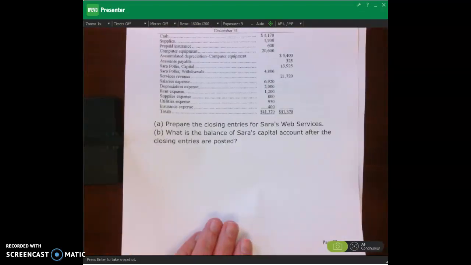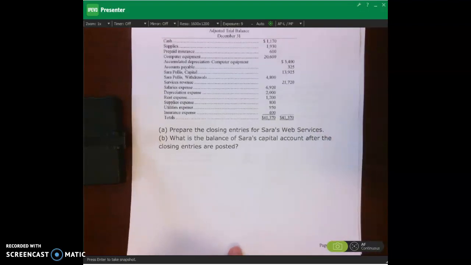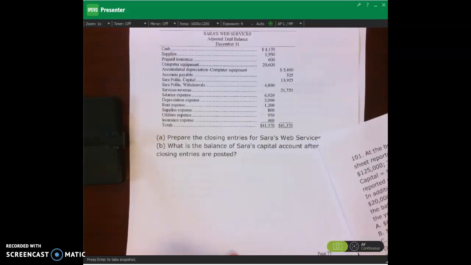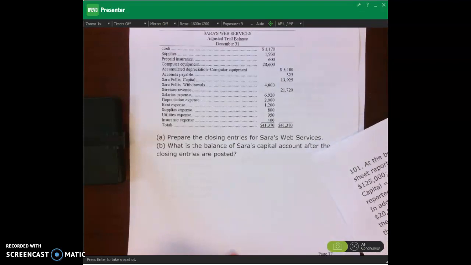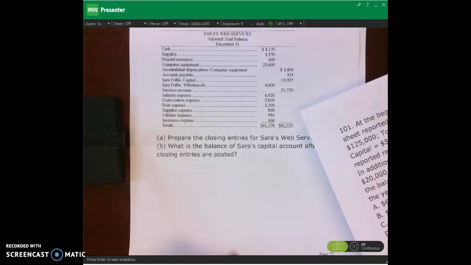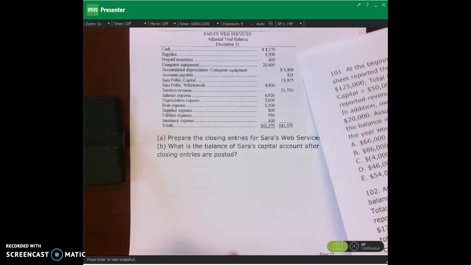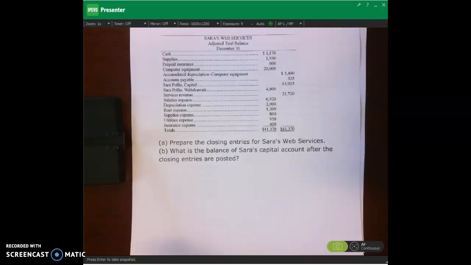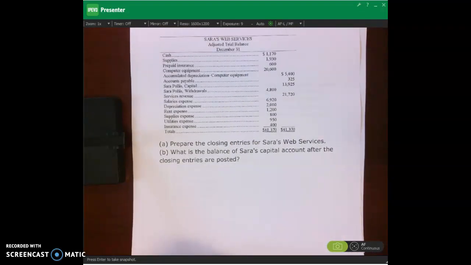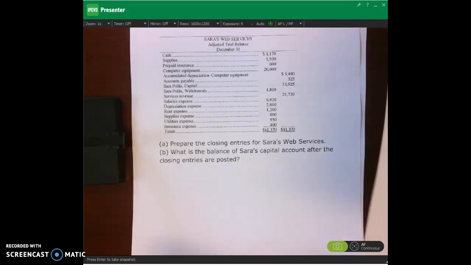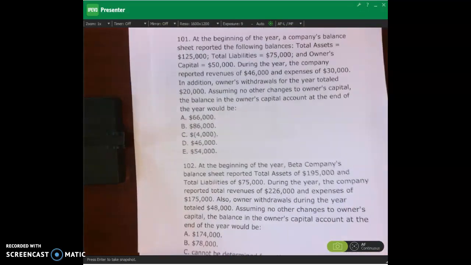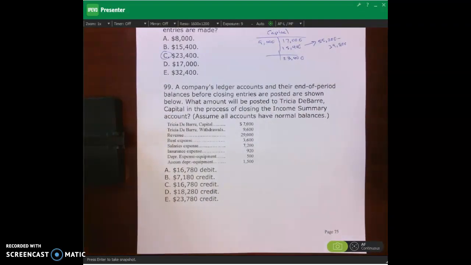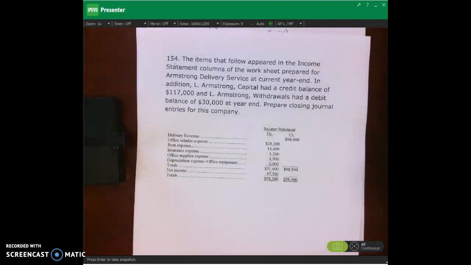Number 151 on page 77. This is prepare the closing journal entries and then the balance of the capital account. You want to look back at what we did in some of those prior lecture videos about using the adjusted trial balance to prepare the closing journal entries, and then determine the balance in the capital account. And then finally, I want you to also do number 154.